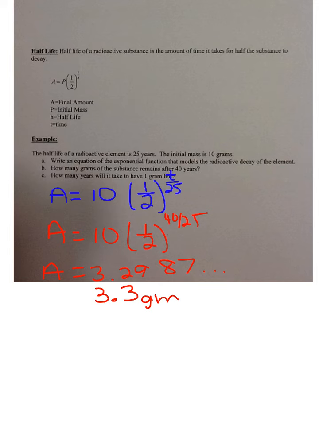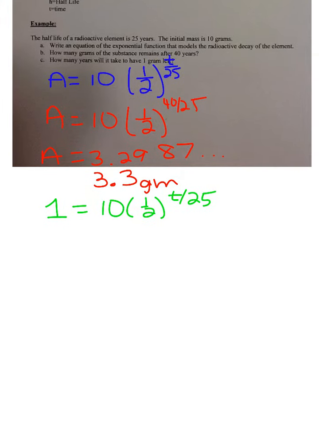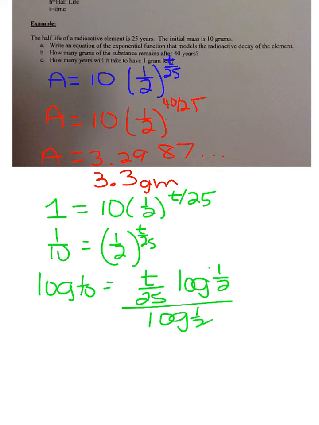How many years will it take for only 1 gram to be left? So now my A is going to be 1, equals 10 times 1/2. I'm looking for my years over the half-life. So divide both sides by 10. So I have 1/10 equals 1/2 raised to the t over 25 power. So now we can log both sides. So it's log 1/10 equals t over 25 log 1/2. Divide both sides by log 1/2.